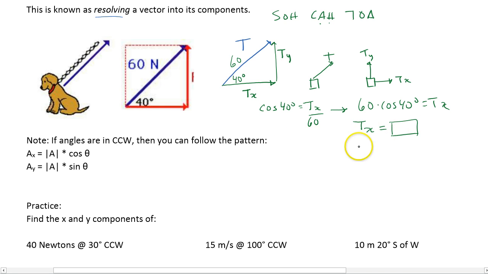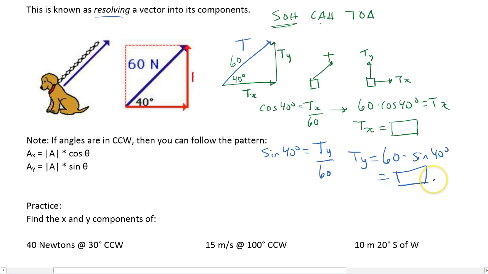And then ty, looking at it very similarly, ty is going to be the opposite over the hypotenuse, so it's going to be sine. So let's look at sine here for a second. The sine of 40 degrees will be the opposite, ty, over 60. So ty will be, when I multiply both sides by 60, 60 times the sine of 40 degrees, which I'm actually just going to leave blank. I'm not too concerned what the actual value is.